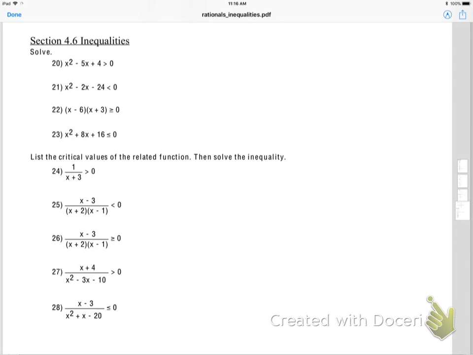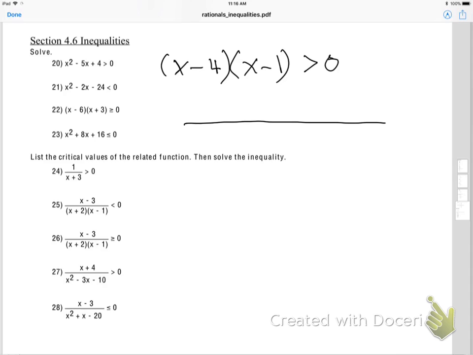Okay, inequalities. Right, x squared minus 5x plus 4 greater than 0. Let's factor it. That's (x minus 4)(x minus 1) greater than 0. If I put that on a number line, my zeros are at positive 4 and positive 1. I'll just mark the zeros on the number line.